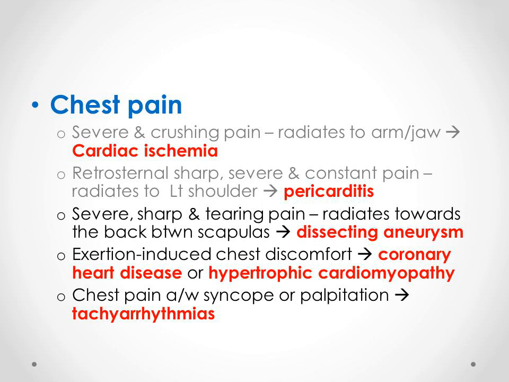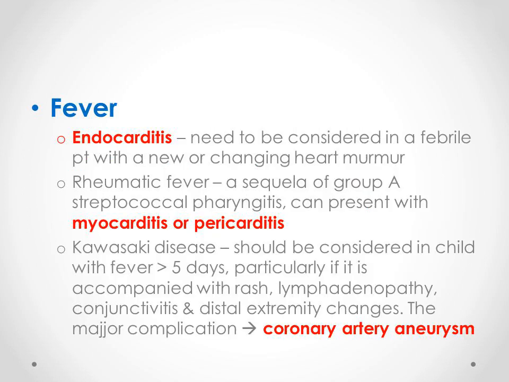hypertrophic cardiomyopathy. Chest pain with syncope or palpitation suggests tachyarrhythmias. Fever: endocarditis needs to be considered in a febrile patient with a new or changing heart murmur. Rheumatic fever, a sequela of group A streptococcal pharyngitis, can present with myocarditis or pericarditis.